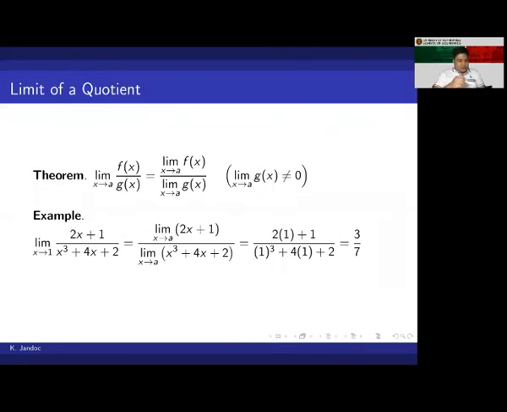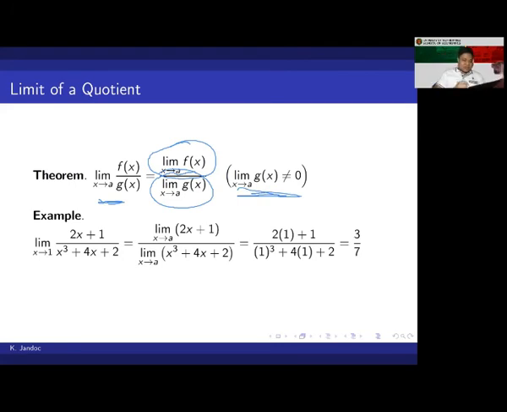So if you have two functions, f of x and g of x, and you let f of x be divided by g of x, and then you take the limit as x approaches a, this theorem says that what you can do is take the limit of f of x as x approaches a, and then divide it by the limit of g of x as x approaches a. Now there's a caveat. This denominator should not be equal to 0, otherwise this limit will not exist.